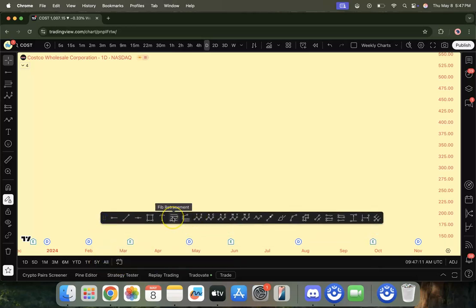Let's go over the Fibonacci retracement as well as the Fibonacci extension tools. Now, these are two of the most important tools to have in your repertoire.